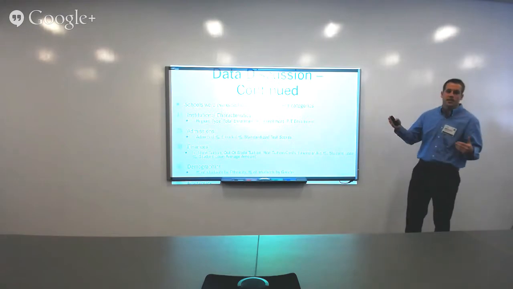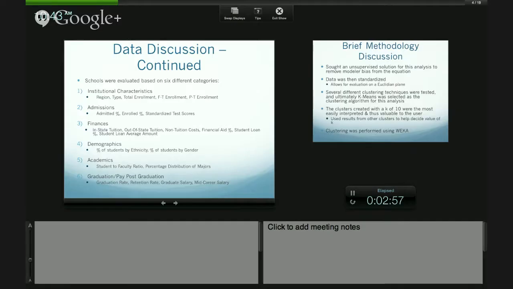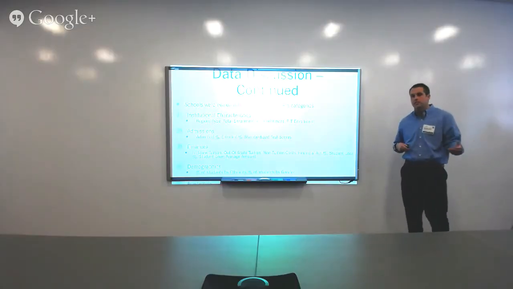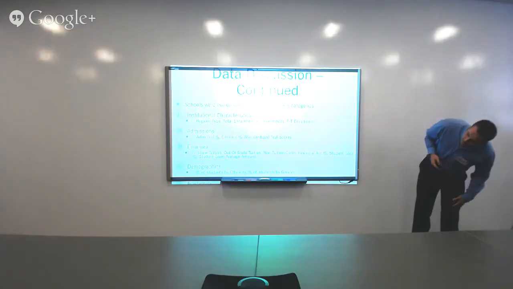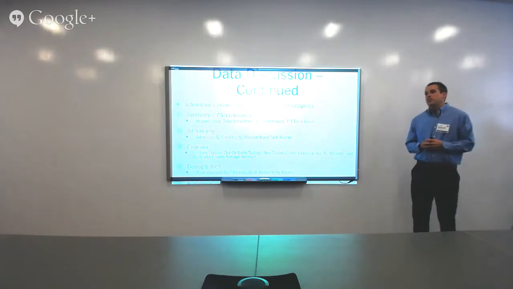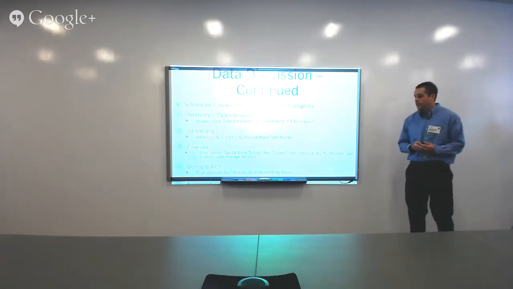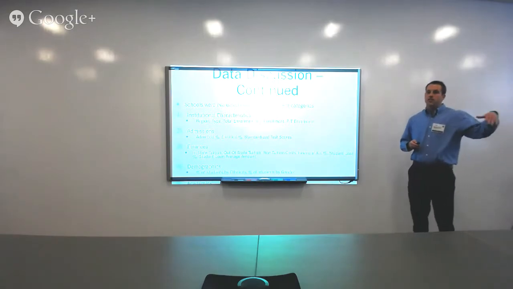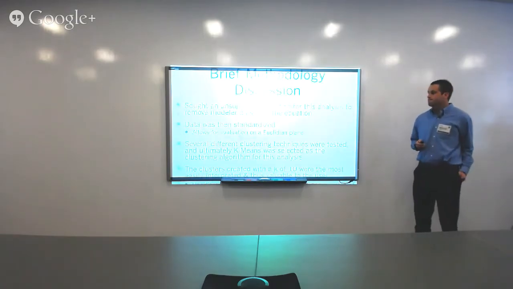Not every school's on the SATs, but when I didn't have SAT scores, I just converted it to SAT based on what their ACT ranking was. So that's all in the same playing field. Finances, so tuition in-state and out-of-state, financial aid percentages, student loans, etc. Demographics, so percentage by ethnicity, percentage by gender. Academics, so major distribution, student faculty ratio, and then finally the financial stuff, graduation, expected salary, etc.